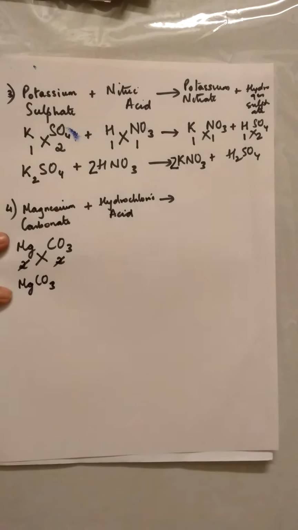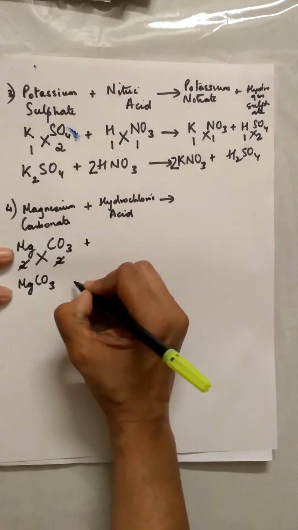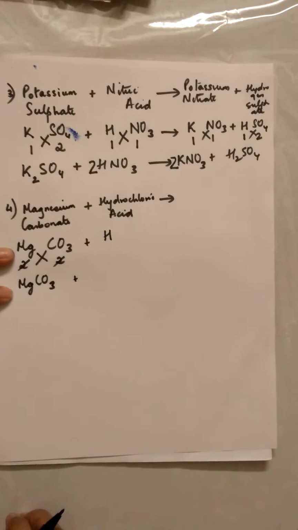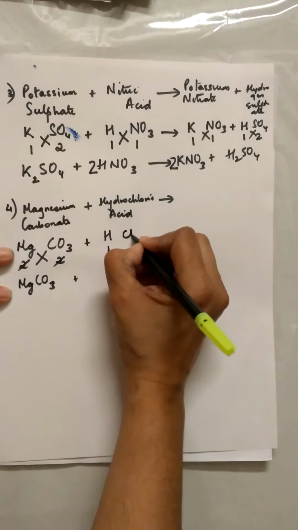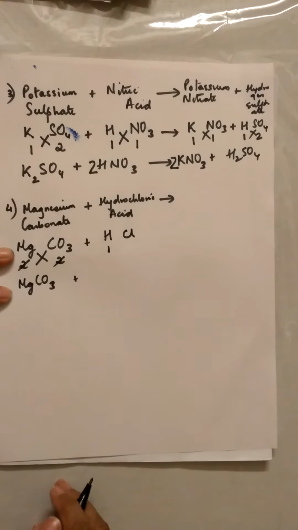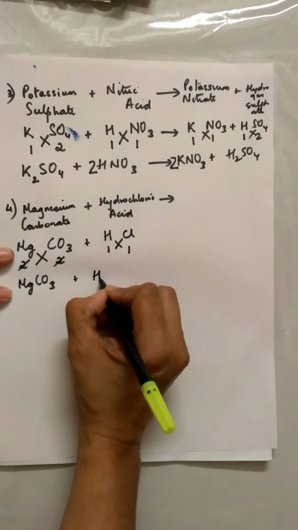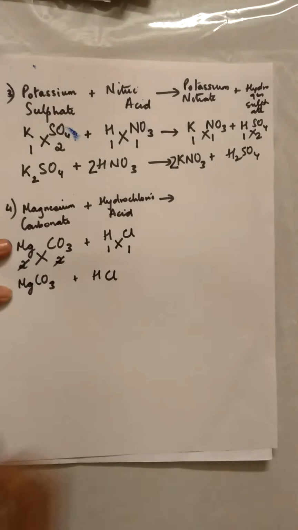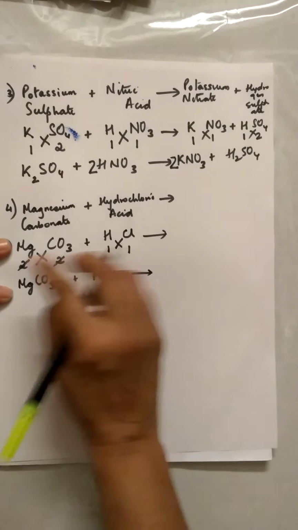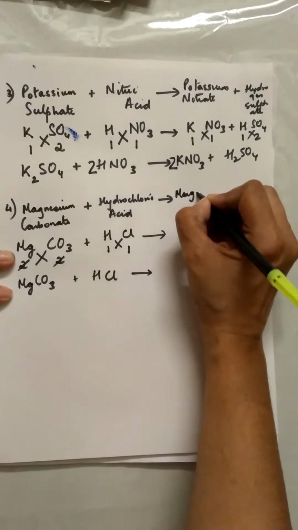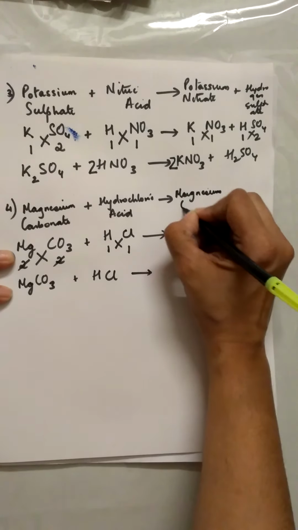And then we get MgCO3 plus hydrochloric acid. All acids contain hydrogen. Valency of hydrogen is 1. Hydrochloric acid in addition to hydrogen has chloride. Valency is 1. So after you cross multiply, you get HCl. Now we will rearrange the ions. Magnesium with chloride will give you magnesium chloride.